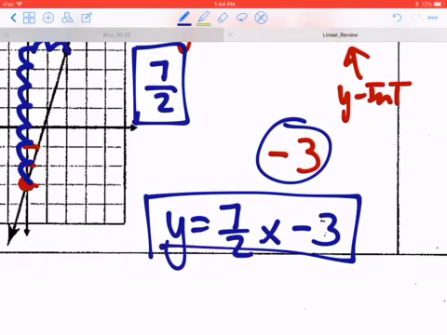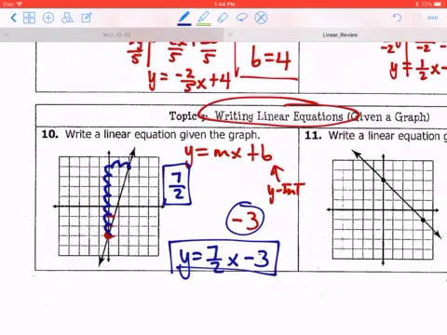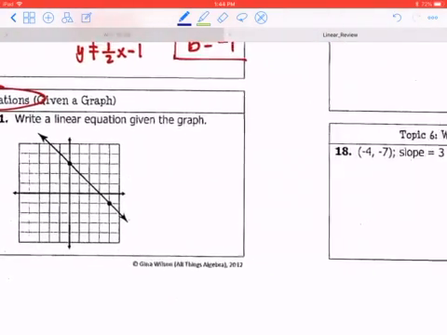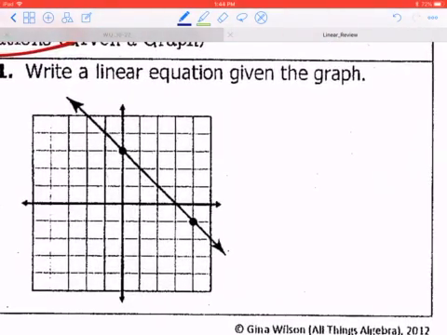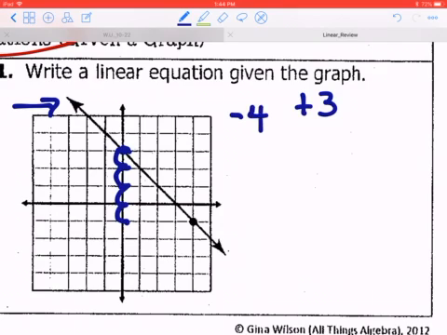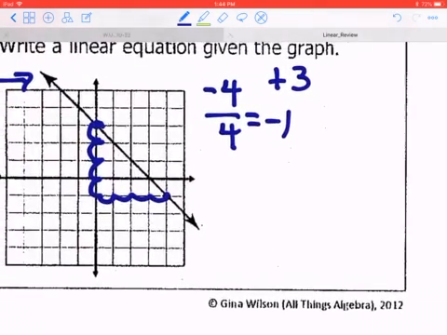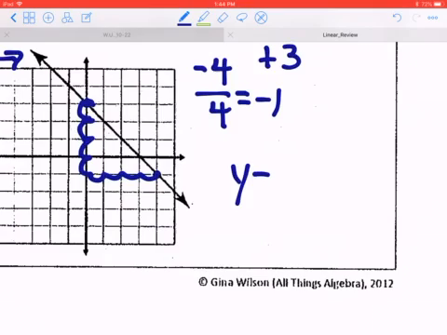I just wrote this equation in slope-intercept form. Now we go to the next one. Same thing, identify your y-intercept first. That is 1, 2, 3, +3. Identify your slope. This line is going down, so it's -1, 2, 3, 4 down, and over 1, 2, 3, 4 over. So my slope is -1. So now I'm ready to write my equation. Y equals -x plus 3.